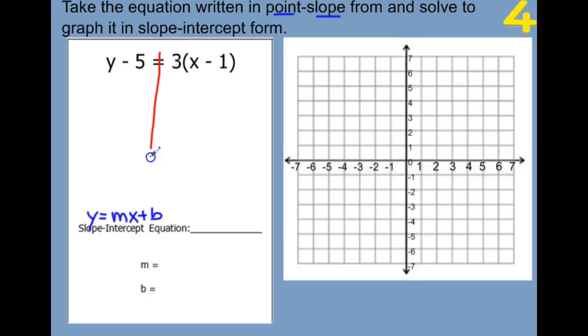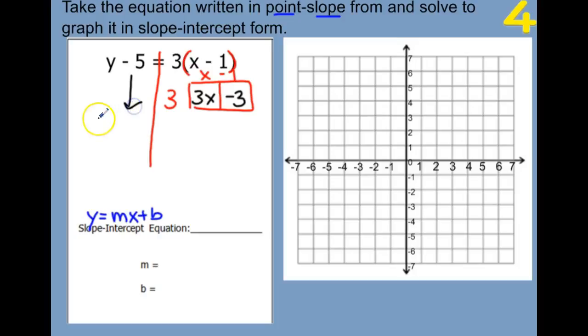So we want y by itself. First, I'm going to get rid of my parentheses here by drawing a box to distribute. So we have 3, and then x minus 1. Well, 3 times x is 3x. 3 times negative 1 is negative 3.